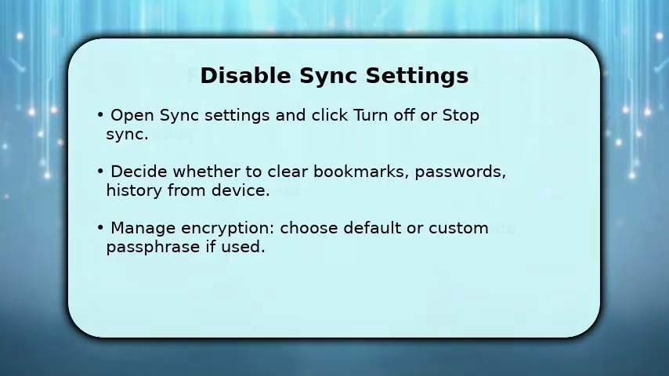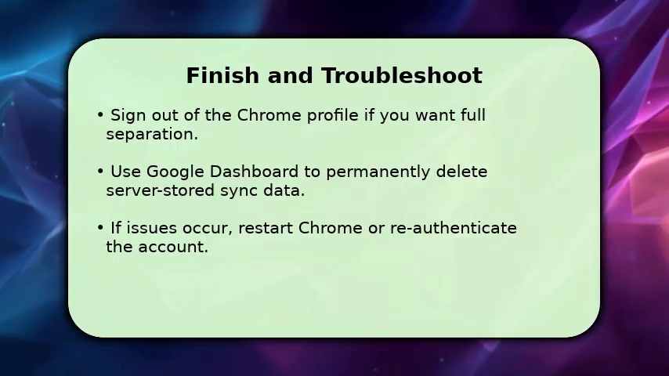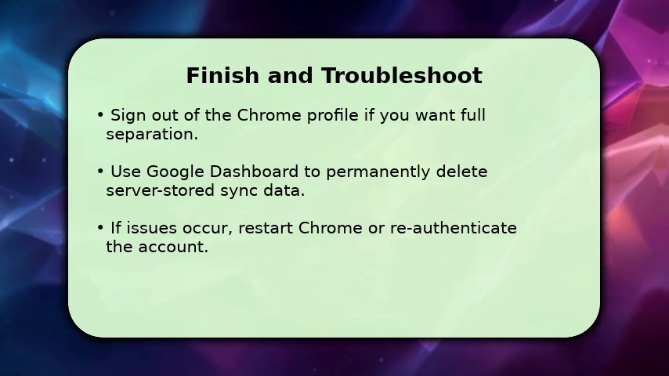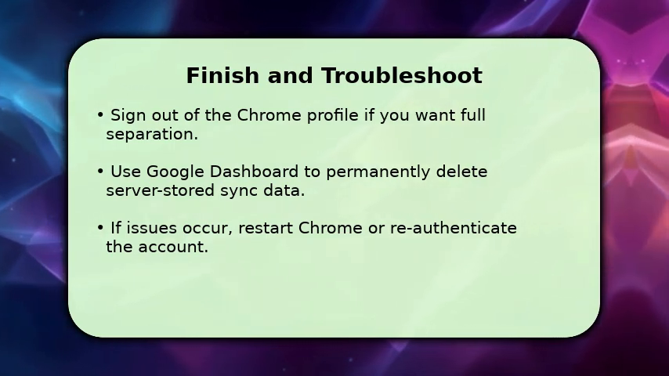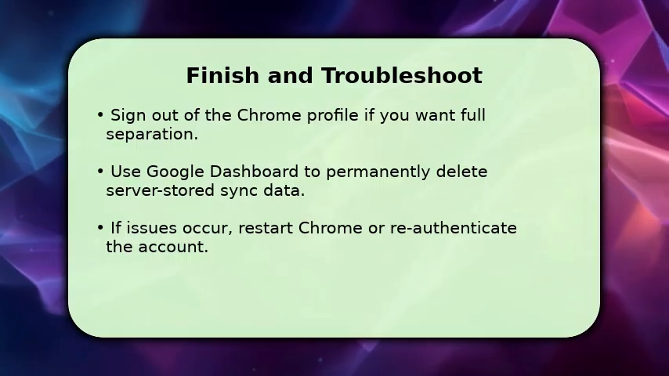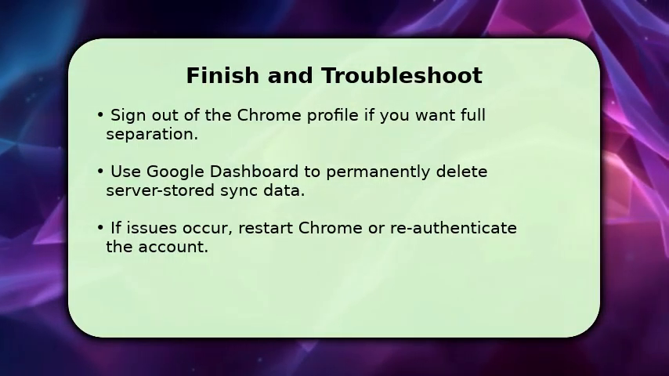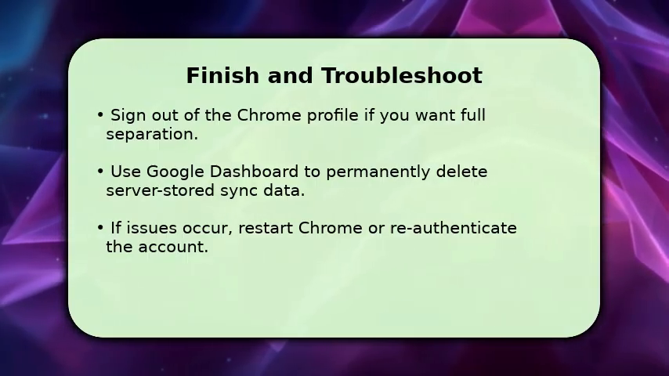Finish by signing out of the Chrome profile if you want complete separation from that Google account. This prevents accidental re-enabling. Once signed out, you can go to your Google dashboard to permanently remove any server-side sync data if needed. If turning off sync didn't take effect, restart Chrome and check settings again.